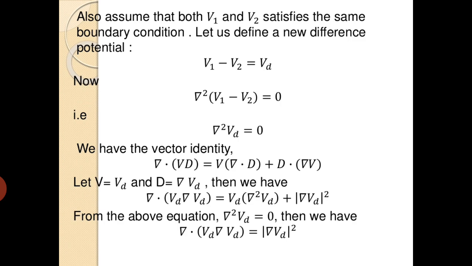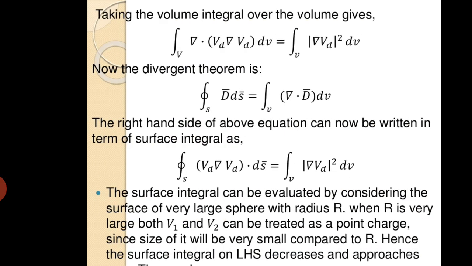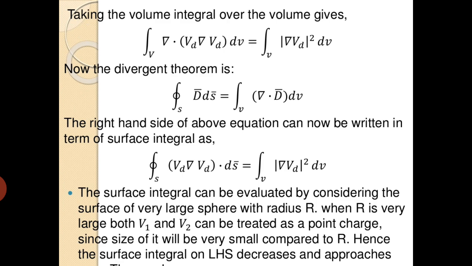Now we use this equation. We already know that del square Vd is equal to 0. Then we have del dot (Vd del Vd) is equal to modulus of del Vd squared, because del square Vd becomes 0. This is in terms of divergence, so we consider integration over the volume. Taking the volume integral gives the integral over volume of del dot (Vd del Vd) dv is equal to the integral over volume of modulus of del Vd squared dv.